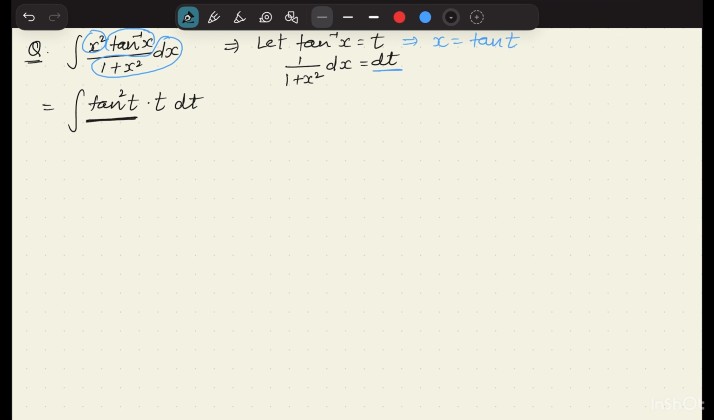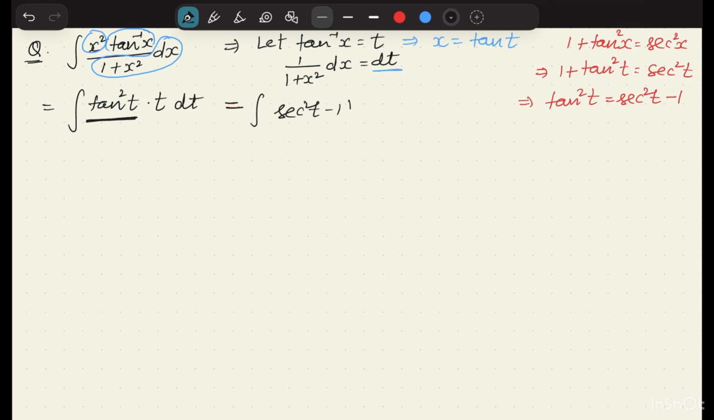So we know one equation. What is the equation? 1 plus tan square x is equal to sec square x, or x is a variable here, so this can be replaced by t also. So 1 plus tan square t is equal to sec square t. Now we want the value of tan square t, so it will be sec square t minus 1. So first we will replace this. So tan square t is sec square t minus 1, and we have here t into dt.